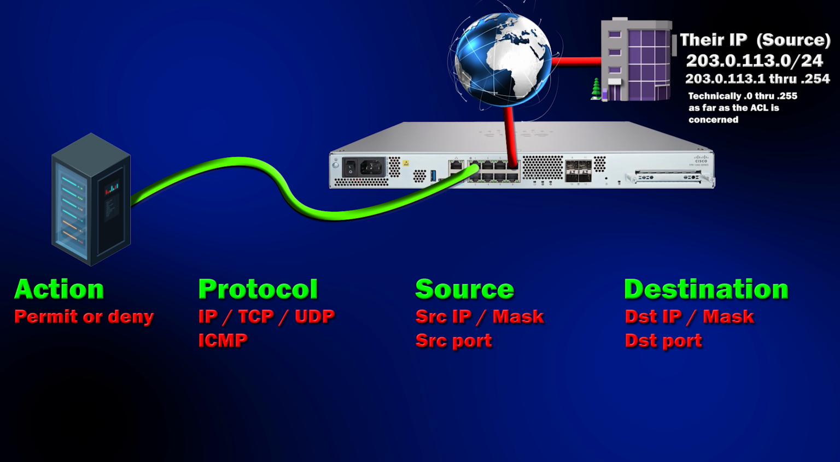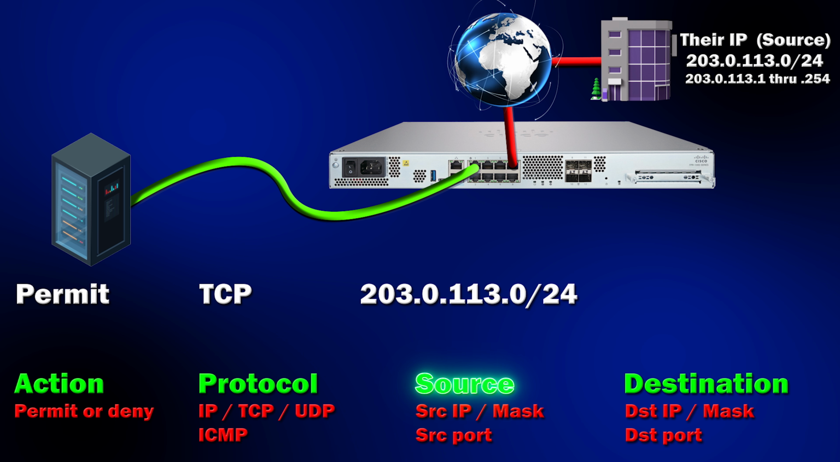So let's start filling out the access list. Remember to think about where the packet is originating from, and in this case, it's starting at the other company. So we're going to do a permit TCP 203.0.113.0/24. That's going to be our source IP, and then our source port is going to be any. So why any, you ask?